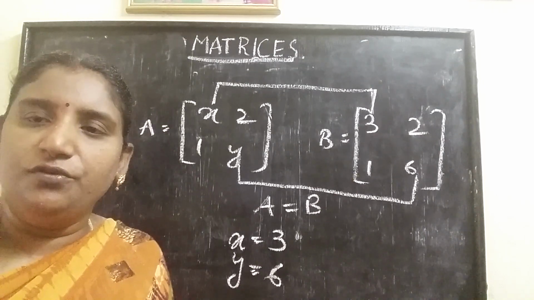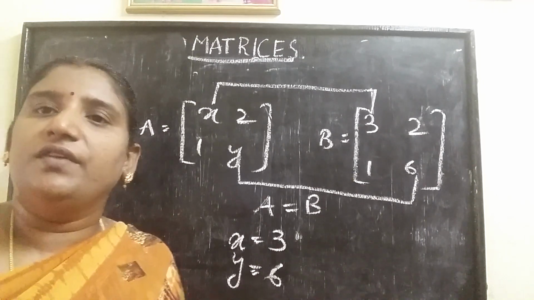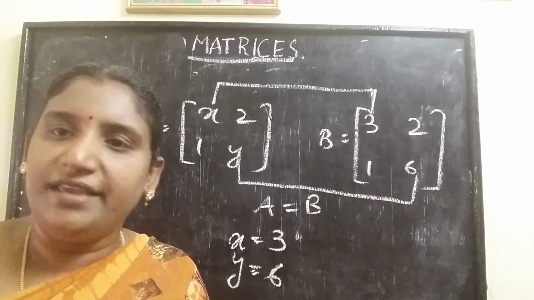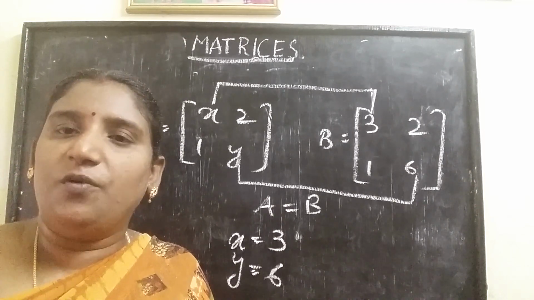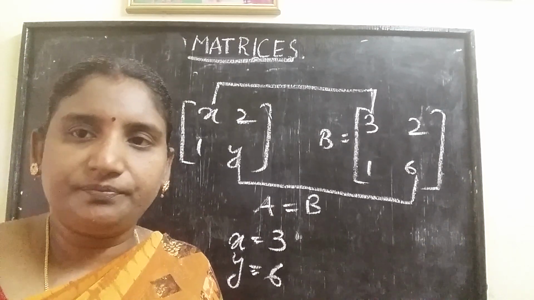So for equality of two matrices, we have two conditions. What are those? The first condition is that they have the same order, and the second one is that corresponding elements are equal.